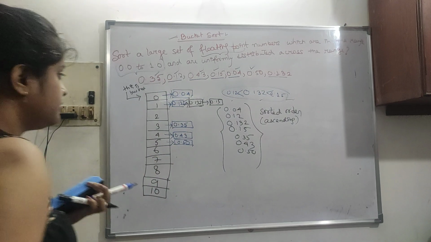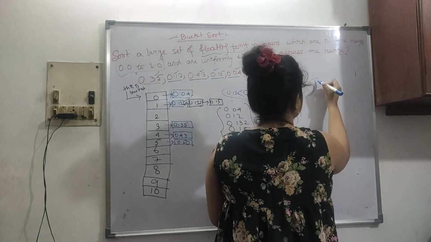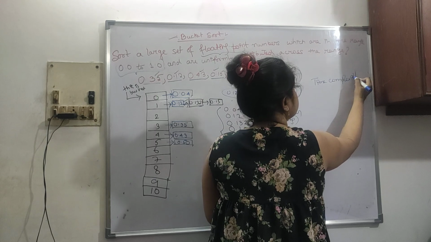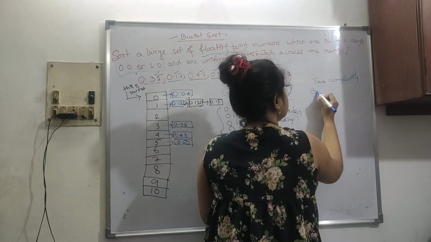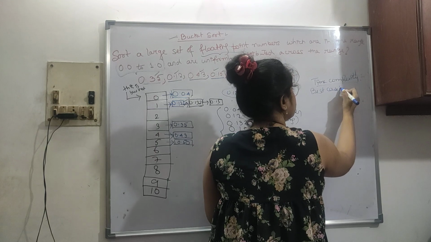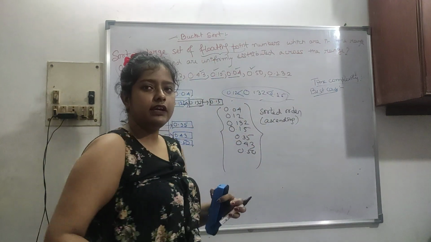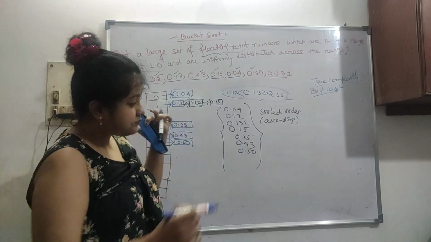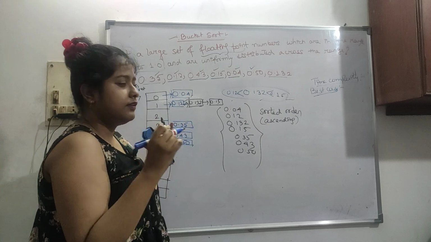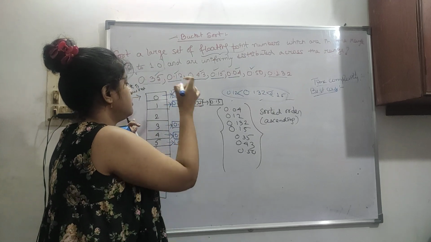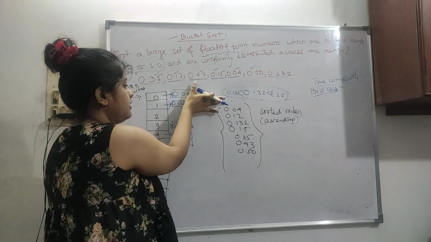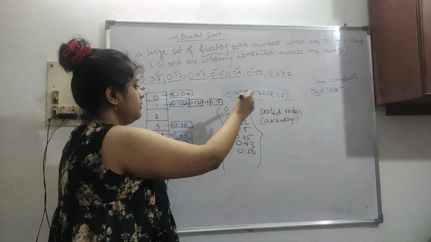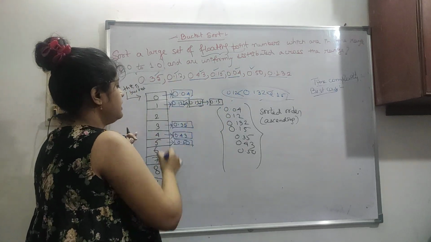Now time complexity. Let's say in the base case. What can happen in the base case? Let's say all the elements will be placed at the first position. So everything will be placed at the first position. All the elements will be placed in the first position.